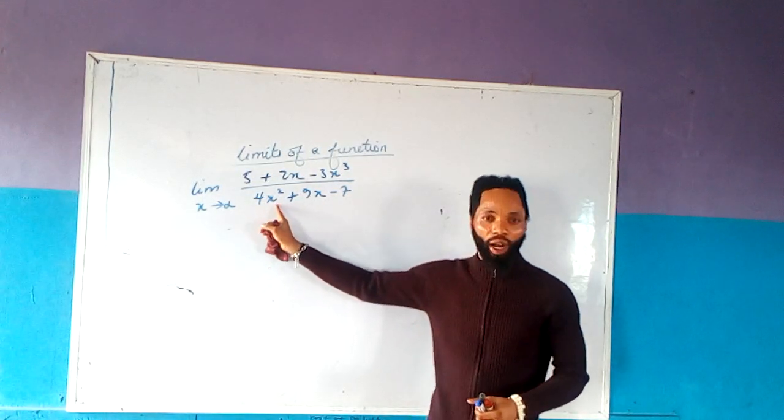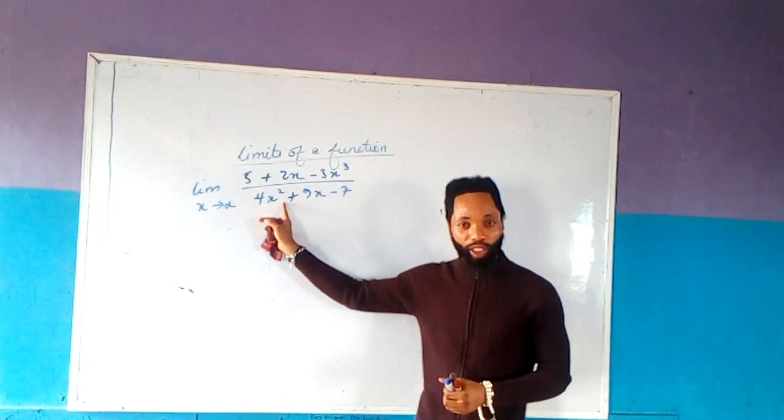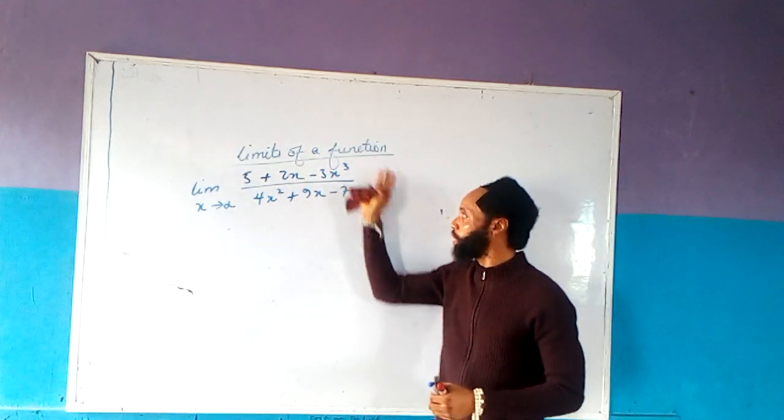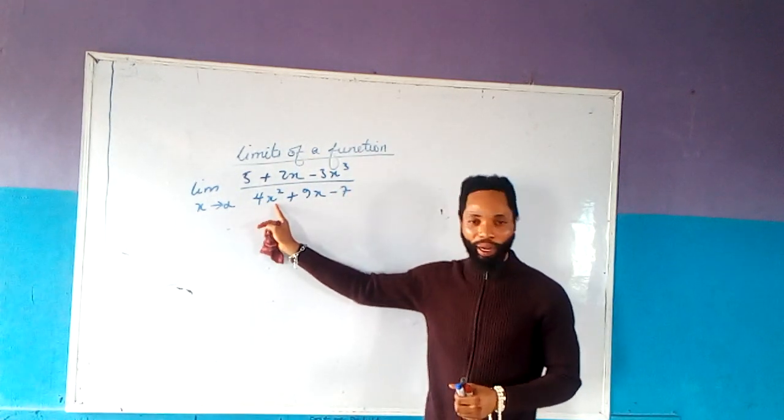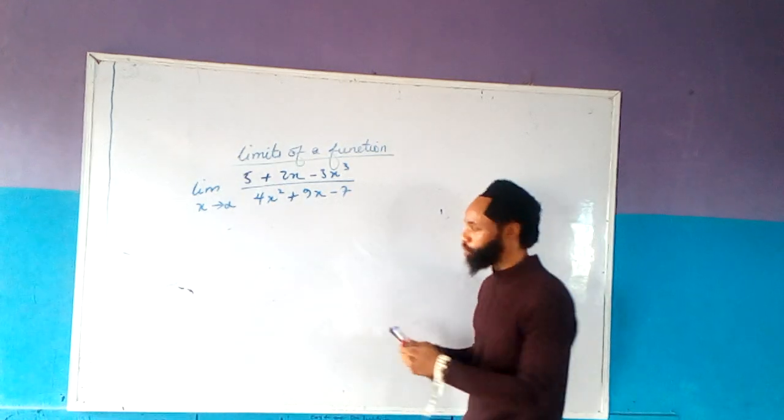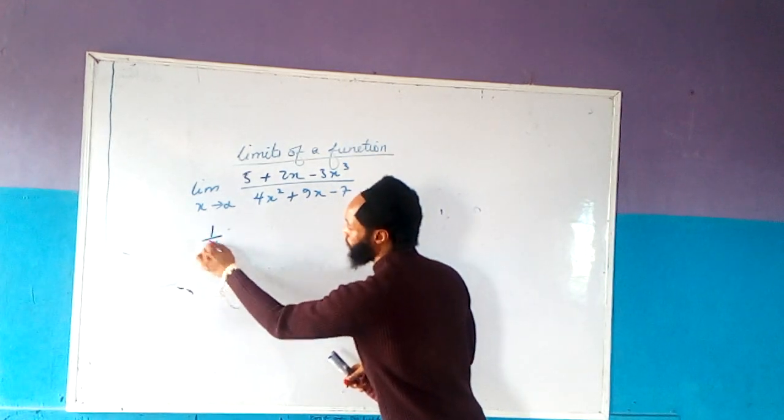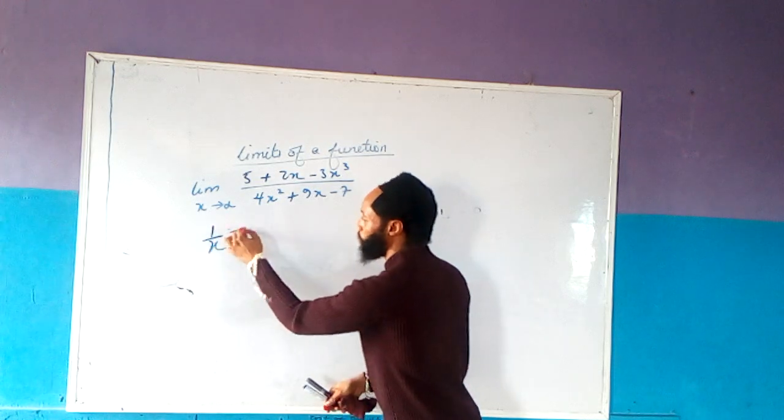And what is the highest power of the denominator? X squared. So I'm going to divide every single term here by x squared. But before I do that, I want to explain something. As x tends to infinity, 1 over x will equal 0.